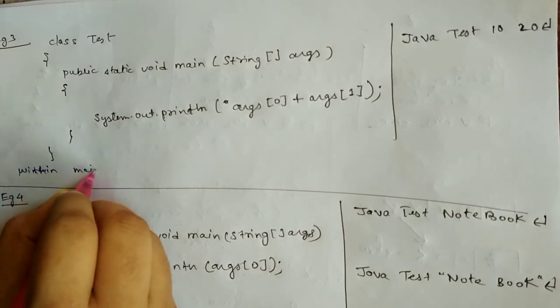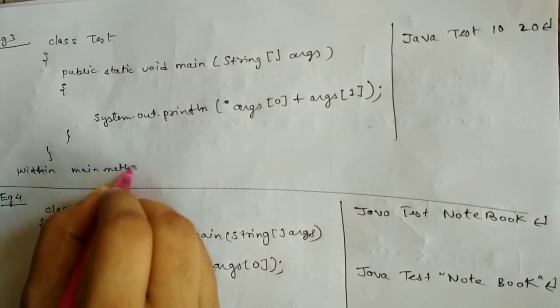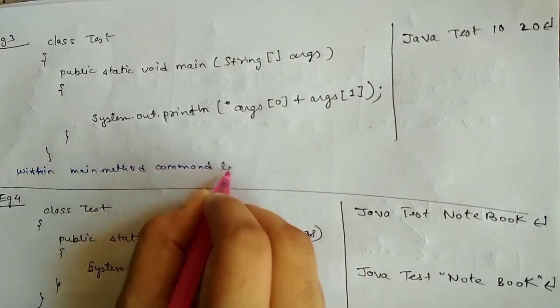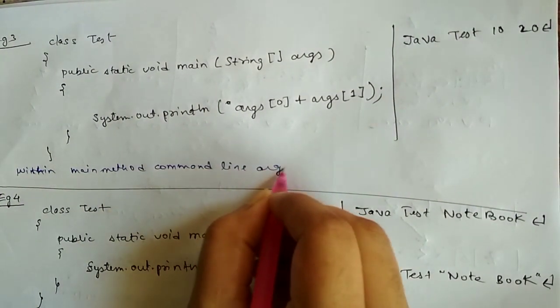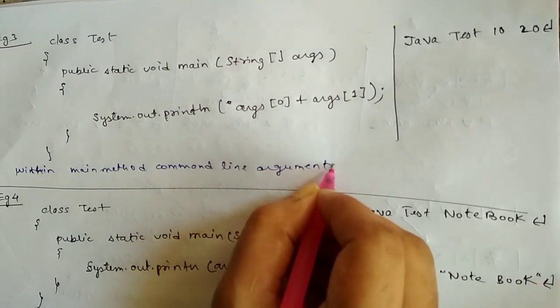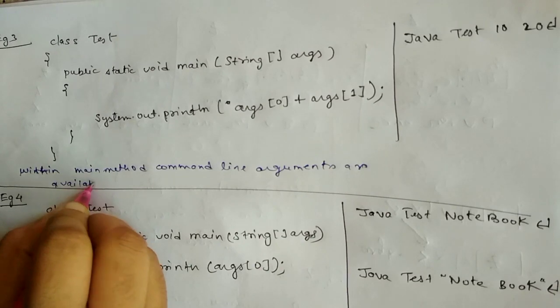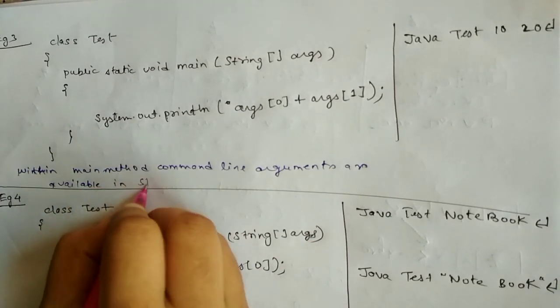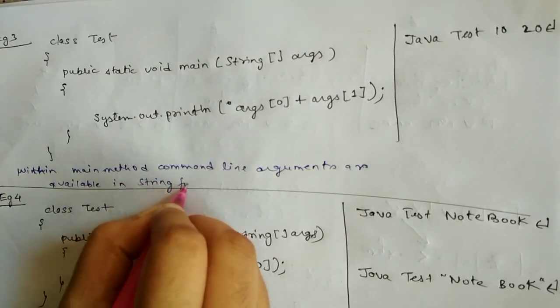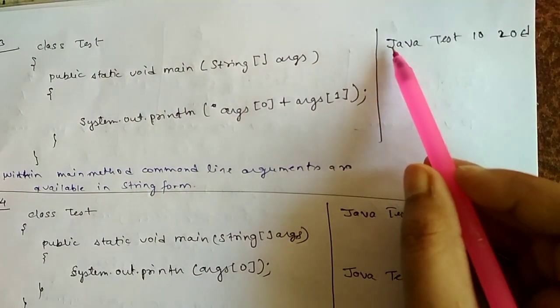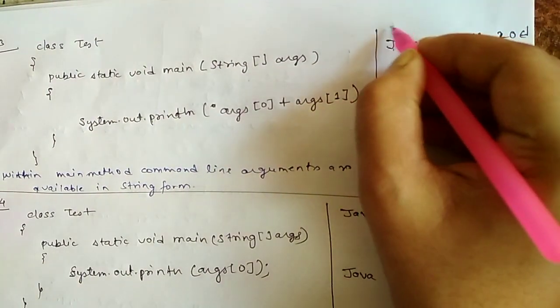Within main method, command line arguments are available in string form.